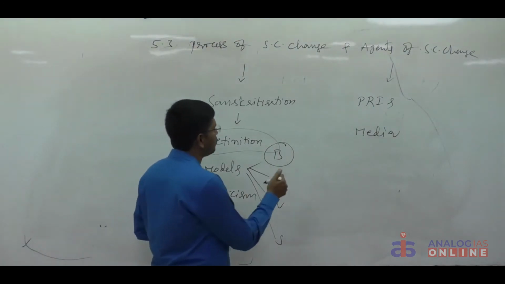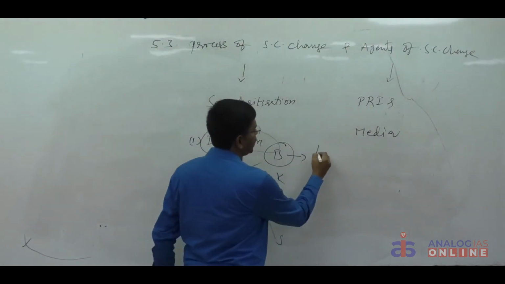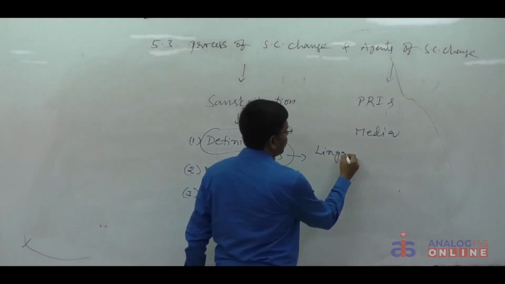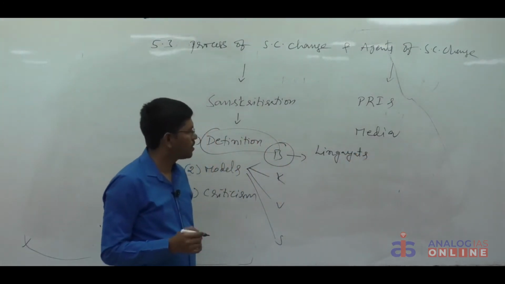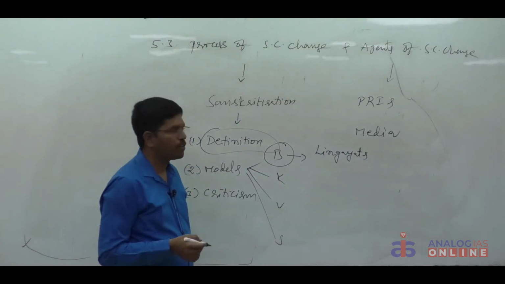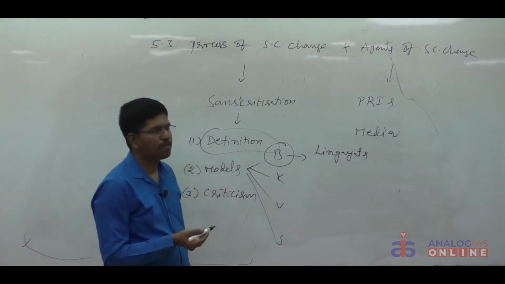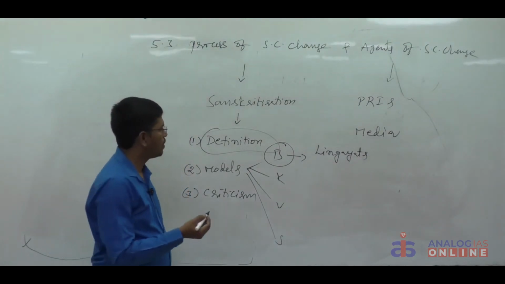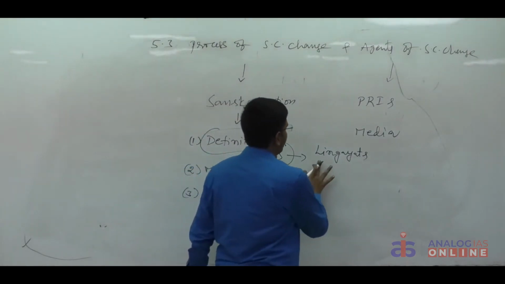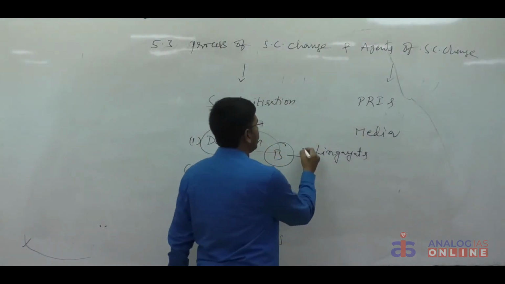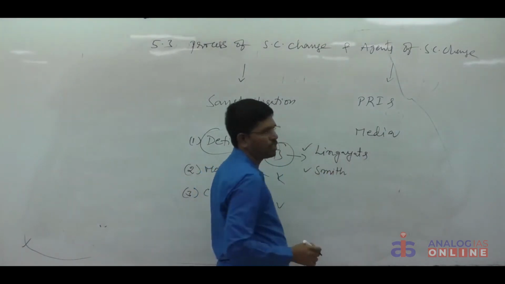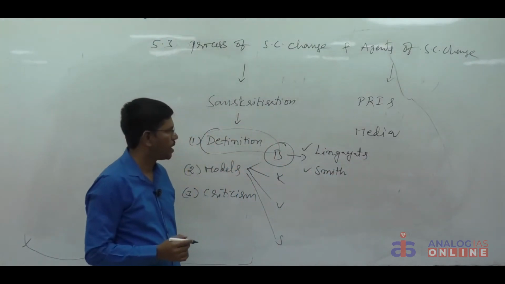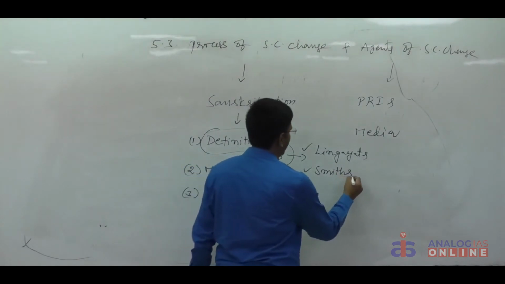What are the examples for the Brahminic model of Sanskritization? Lingayats in Karnataka. Lingayats belong to different castes. Before the adoption of Shaivism and after it, they followed the Brahminic model of life. That is one. The second one is Smiths. Smiths of South India also adopted the Brahminic way of life.